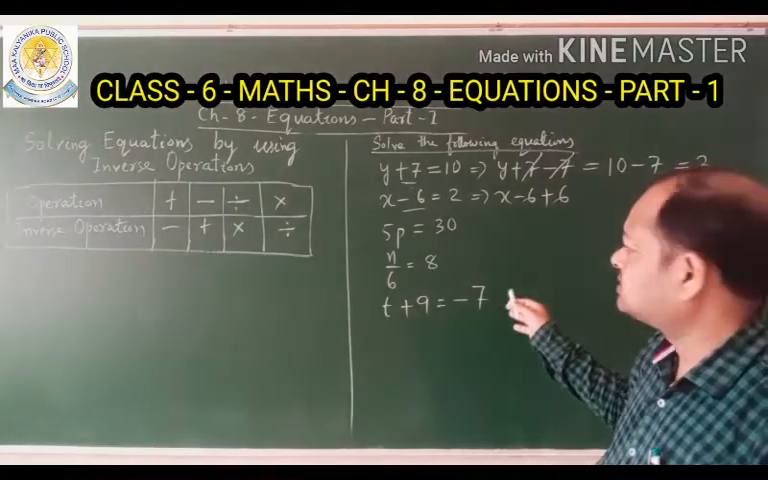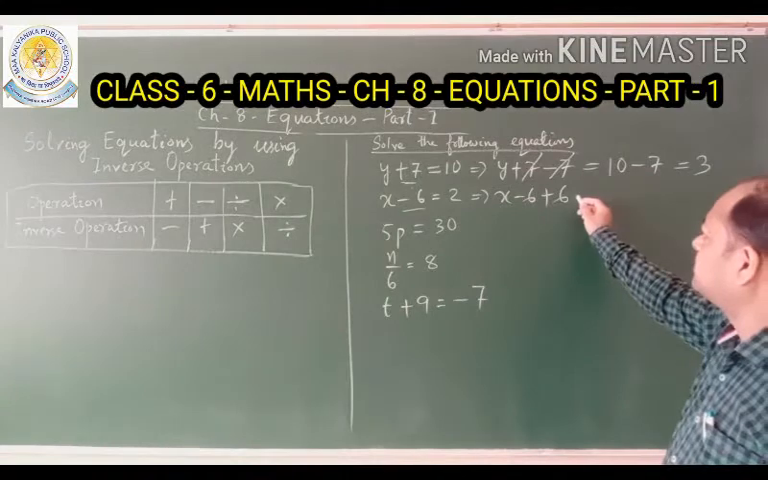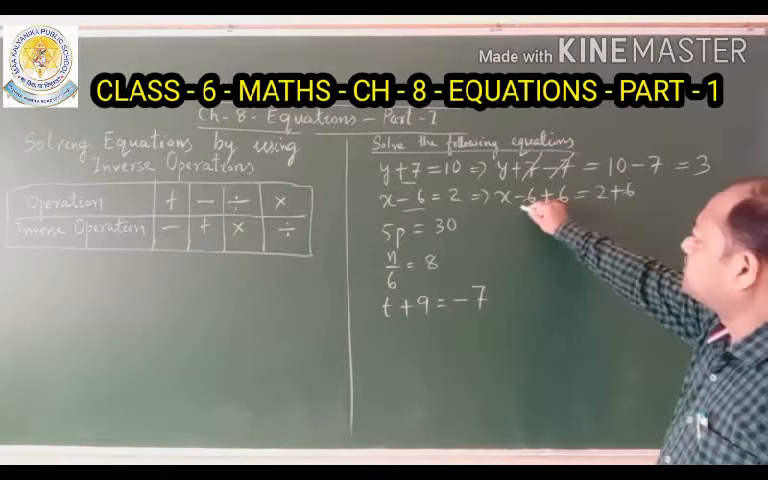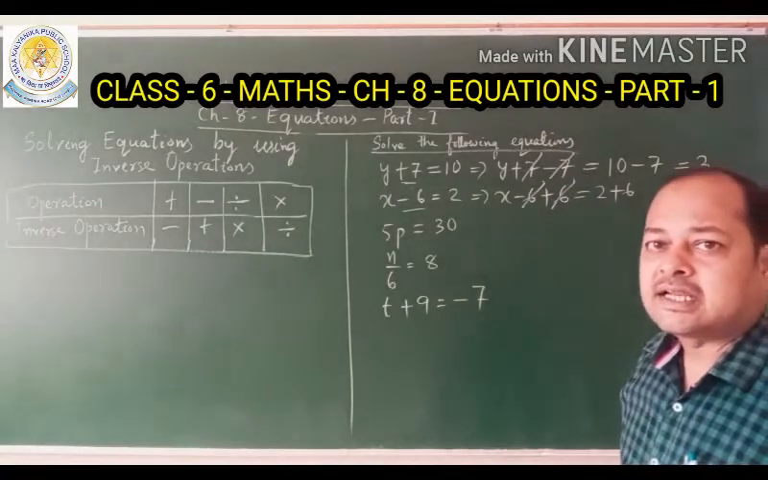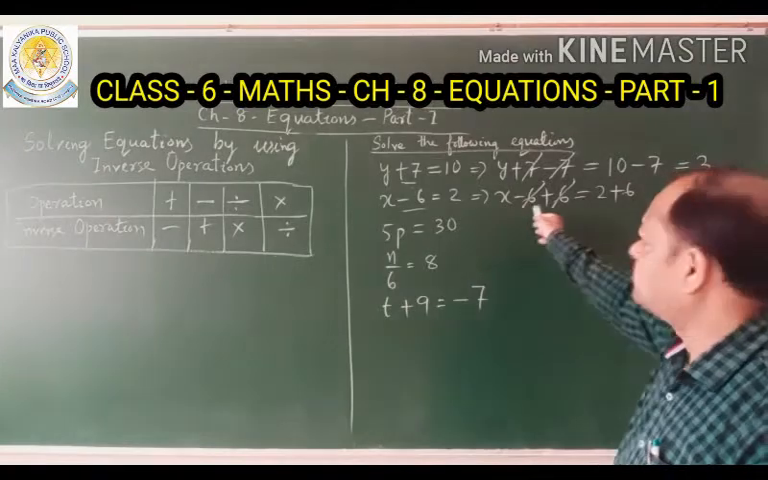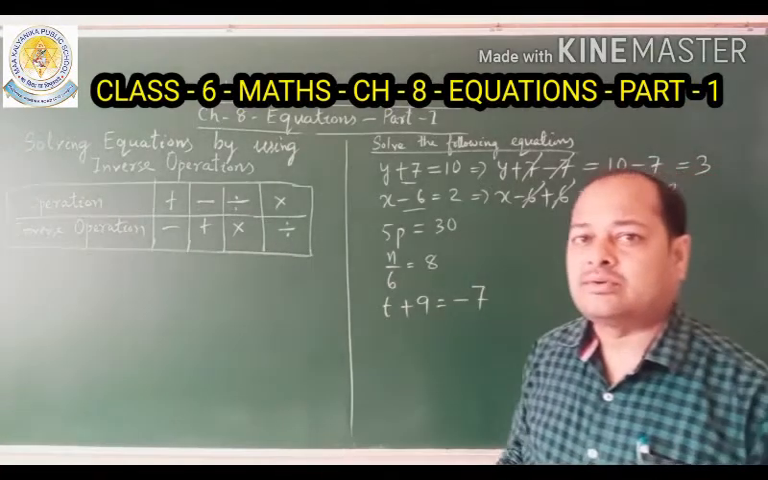The same plus 6 will be added on the right hand side also. So what will we get here? Equal to 2 plus 6. Here minus 6 and plus 6 are cancelled. So what value are we getting here? X equal to, that is 8. We are getting x equal to 8.